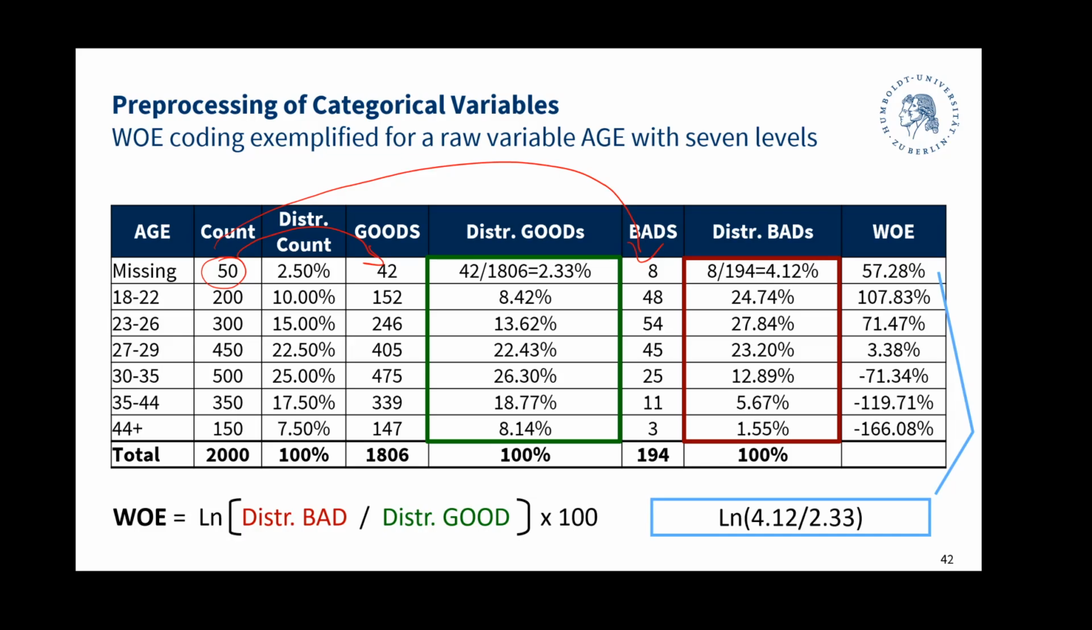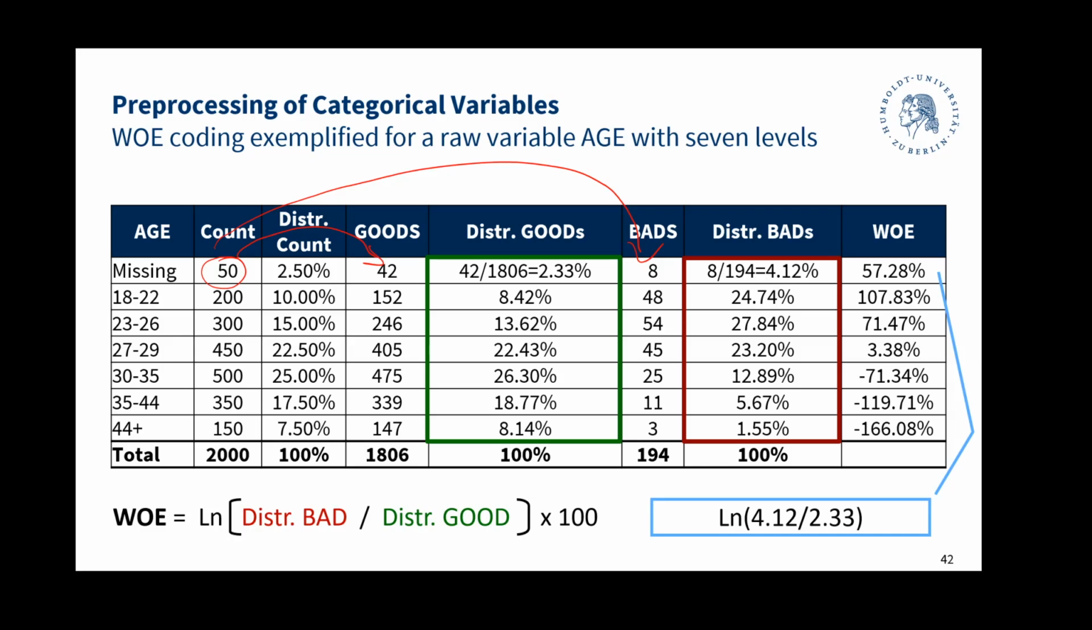And what you do with this is the weight of evidence that you obtain here, that is your replacement. You go through your data set, and for all the customers where you have a missing value of age, you just plug in the weight of evidence 57.28%, which is a number. And you proceed accordingly with the other category levels, and in this way you transform your categorical variable with distinct levels into a numeric variable. That's the idea.